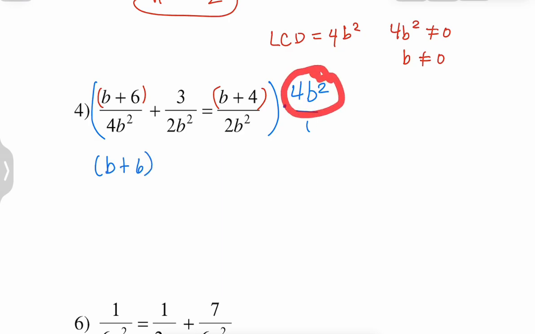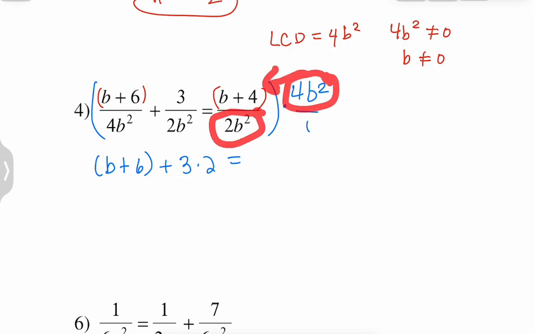If I multiply this top by 4b squared, 2b squared and 4b squared, the b squareds cancel, but 2 goes into 4 2 times. So it would be left with a 3 times 2. Now, you could have just made it a 6, but I'm just showing you the steps. And then the same thing happens for this one. 4b squared would sit next to this one. 4b squared and 2b squared. Everything would cancel out, but you would be left with a 2.